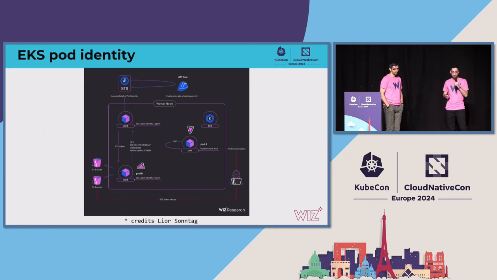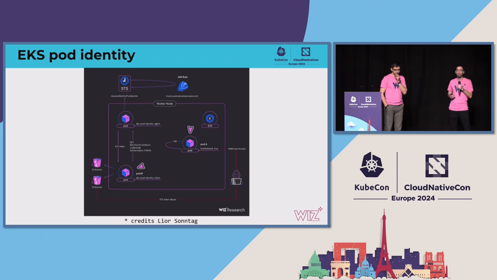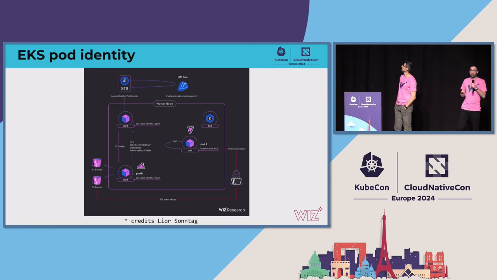Next, we'll have pod B, which happens to have a service account with access to S3 buckets. Now, on the previous slide, I told you that to have access to those resources, it first has to send a request behind the scenes to the EKS Pod Identity Agent, which sits on the same worker node. And then it will receive the necessary token that will allow it to access the S3 buckets.